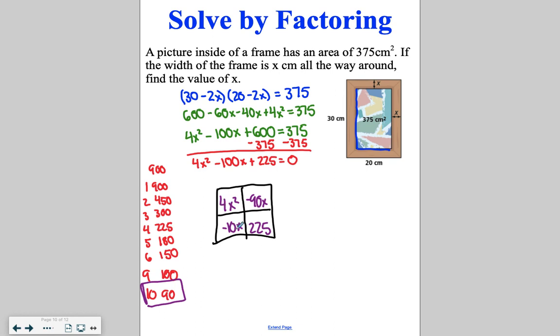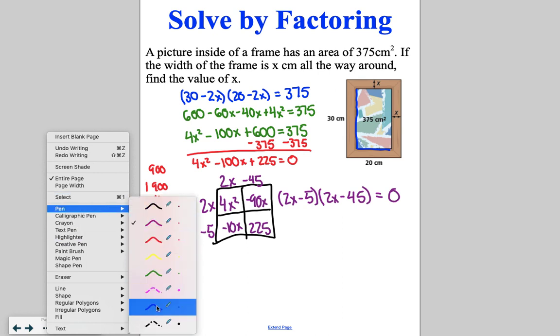Looking at the first factors, 4 and 10 can both be divided by 2. And then x squared and x, we can pull out an x. To get from 2 to 4, I need 2. To get from x to x squared, I need x. To get from 2 to negative 10, I need negative 5 with no x's. To get from 2 to negative 90, I'm going to get negative 45. And then double check negative 5 times negative 45 is indeed positive 225. So that means my equation right now says 2x minus 5 times 2x minus 45 is equal to 0. Now I'm going to have to go through and solve those pieces.